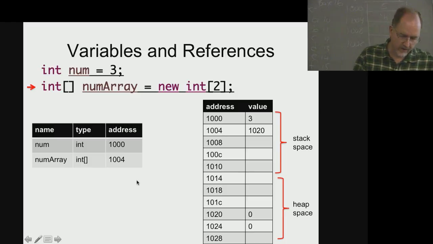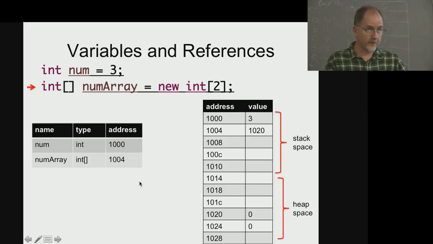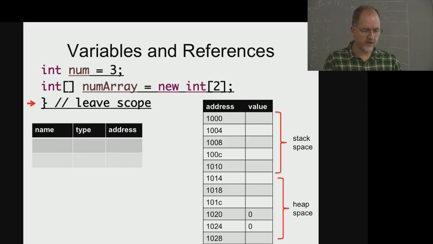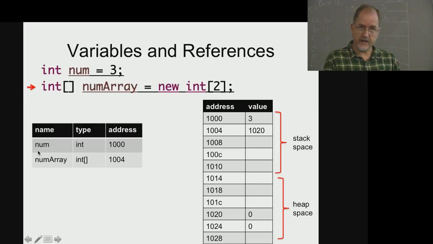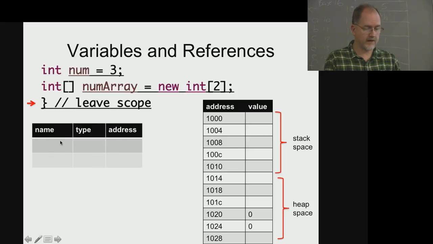All right, so then we are done with this chunk of code. We're leaving scope. When we leave scope, the variables that were created in that scope go away. So we don't know about num or numArray anymore. They get deleted off the stack. And again, there's some little trickiness that knows everything in this one scope goes from 1,000 to 1,010, and so it takes that whole chunk out all at once. This doesn't necessarily go away. It's an independent object that lives on the heap.